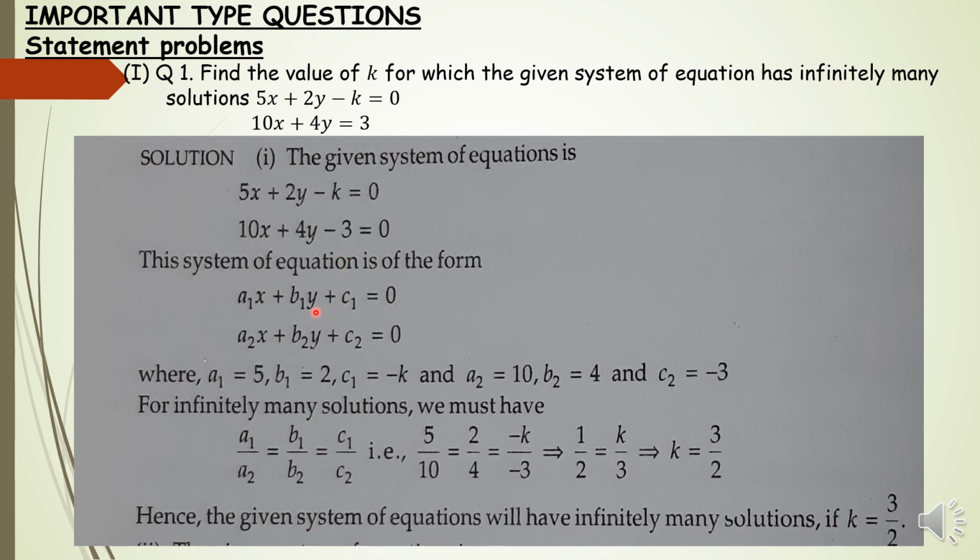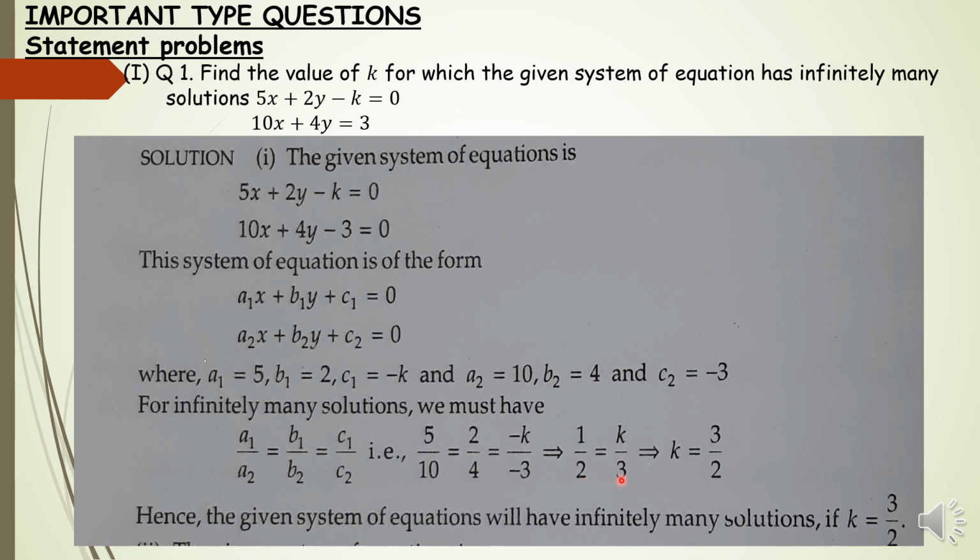What is the condition for infinitely many solutions? The condition for infinitely many solutions is a1 by a2 is equal to b1 by b2 is equal to c1 by c2. And substitute the values. a1 by a2 is 5 by 10. b1 by b2 is 2 by 4. c1 by c2 is minus k by minus 3. Which gives 1 by 2 is equal to k by 3.